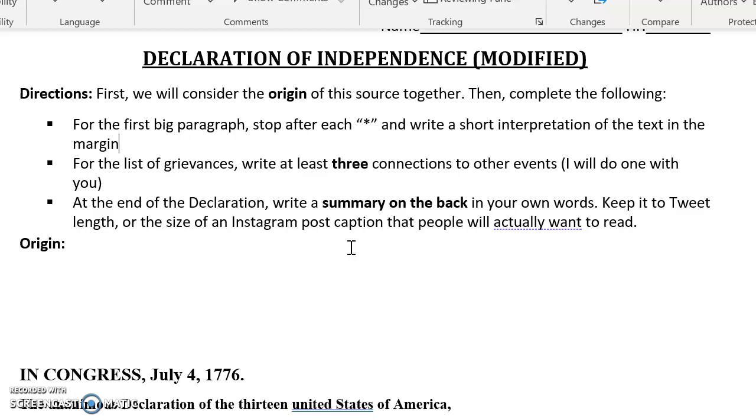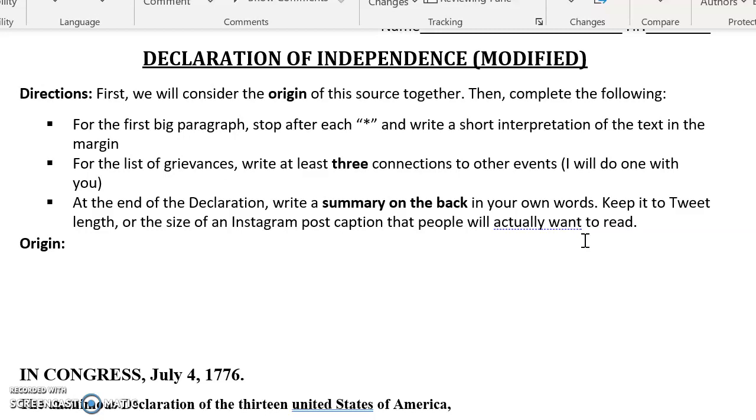For the first big paragraph, we're going to stop after every asterisk or little star and write a short little interpretation of the text. That's called chunking, just making things manageable, especially when they're tough to read, like something that was written back in 1776.